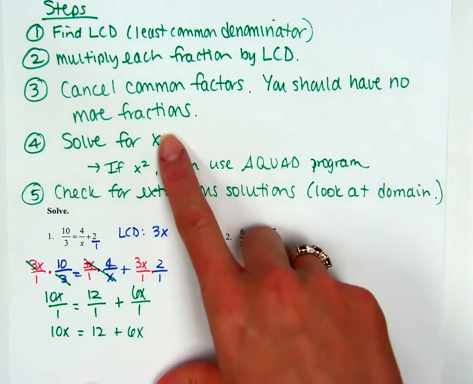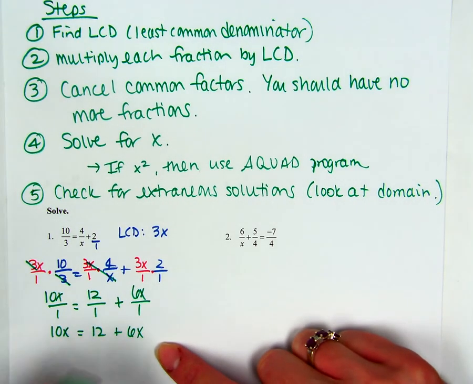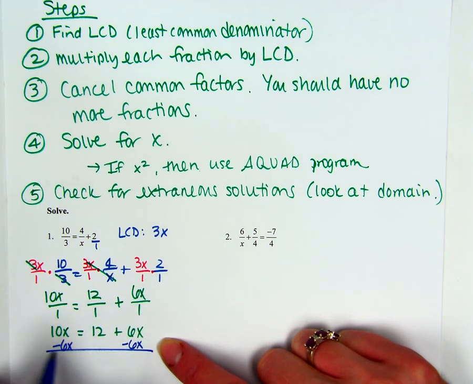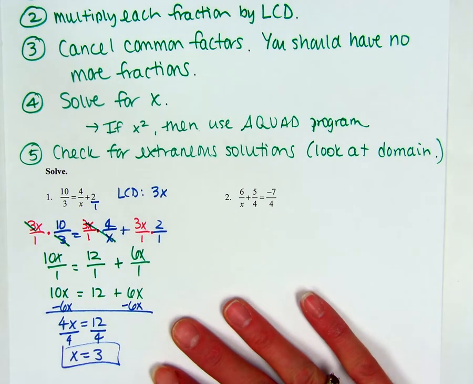Alright, so now I'm going to solve for x. This is where we stopped yesterday. Now we're going to continue. So you know how to solve an equation. Just get x by itself, subtract 6x. You get 4x equals 12, and then divide both sides by 4. So you get x equals 3. So there's your final answer.